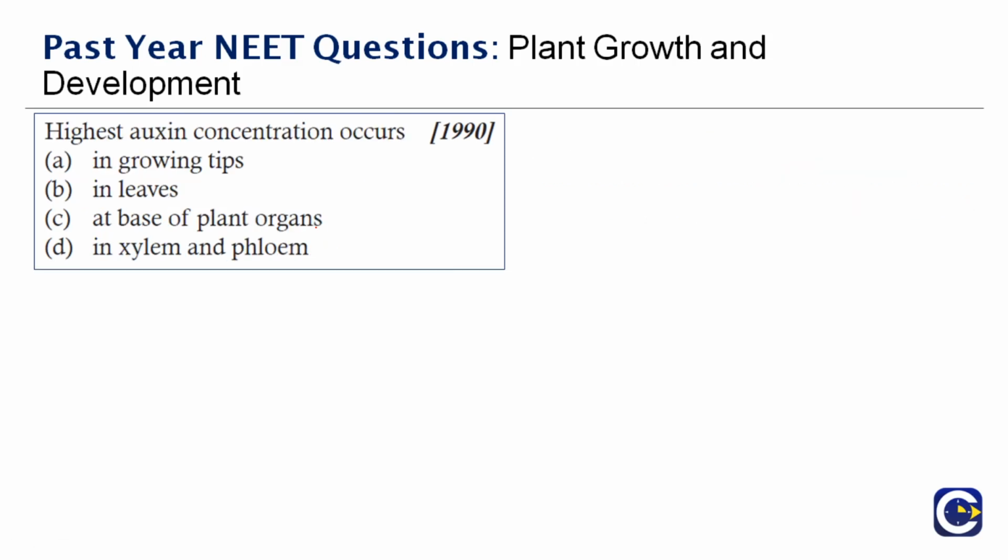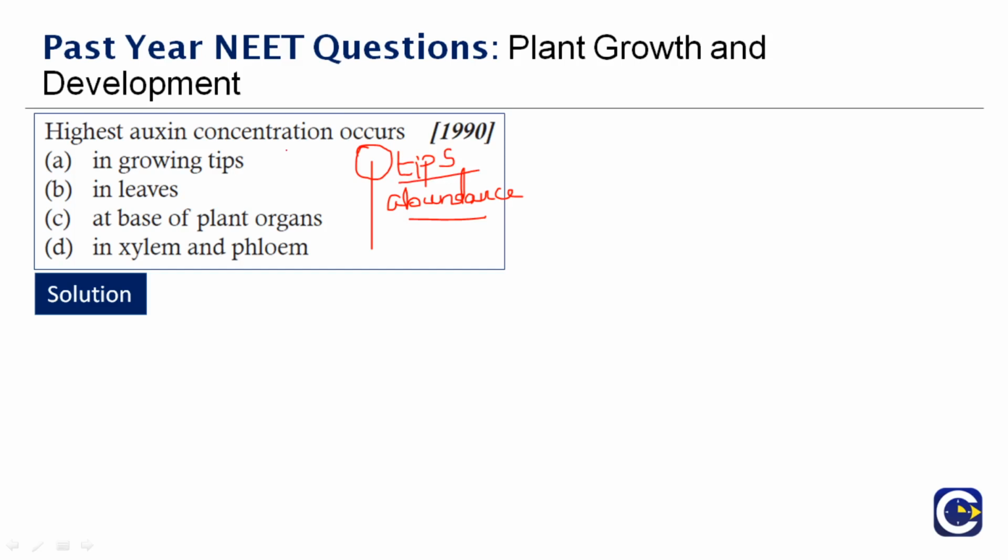Highest auxin concentration occurs in growing tips dash. So again, this is a repetitive question. So you're given four options here. We already saw about this apical dominance where the auxin is produced at the tip in abundance. Did we see that? Yes. Likewise, high auxin concentration will actually occur in the tips. Therefore, the correct answer is in growing tips.